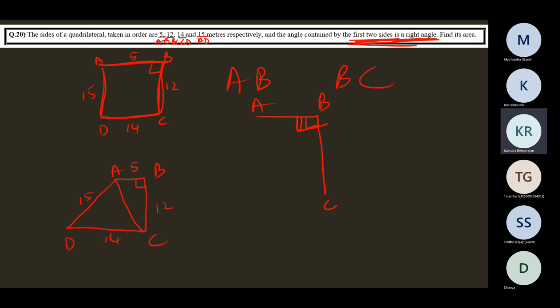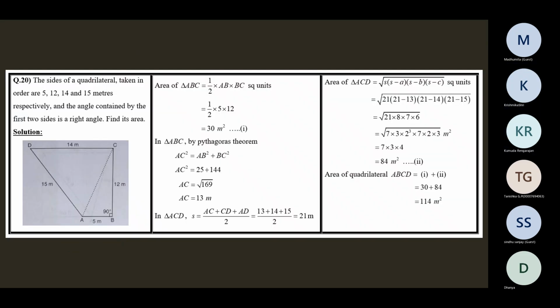Correct. Then you should find AC using Pythagoras theorem. Yes, ma'am. And then you should find the area of the triangle ADC by Heron's formula. And then what will you do to find the area of the quadrilateral? We'll add the two areas, ma'am. Very good. That's all.